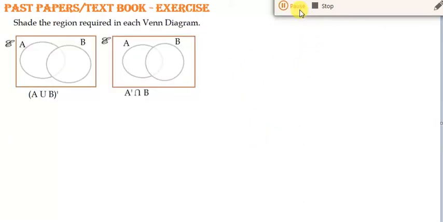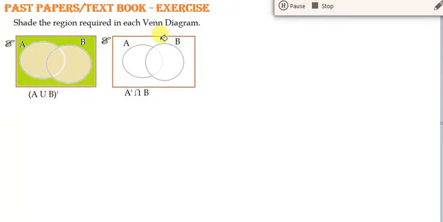So here we have the last question for this tutorial, that is shade the region required for each Venn diagram. We've got 2 diagrams, so let's start one by one. As far as the left one is concerned, we have to find out A union B dash. Again, it's very simple. Let's find out at first what is A union B. A union B is A or common or B. But as far as dash is concerned, it is the region other than the shaded one, I have made it green. So the green one is the answer for the shaded region for A union B dash.